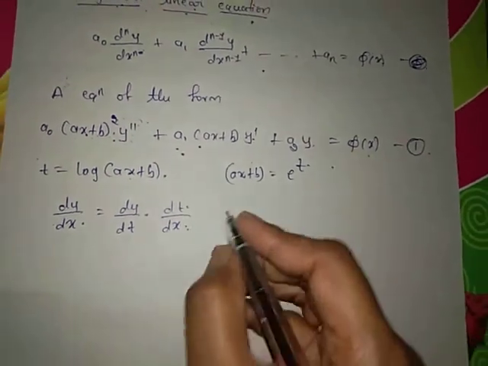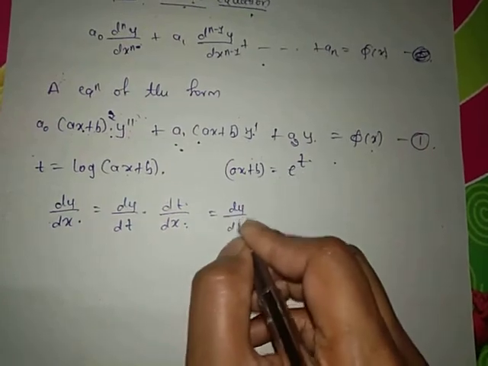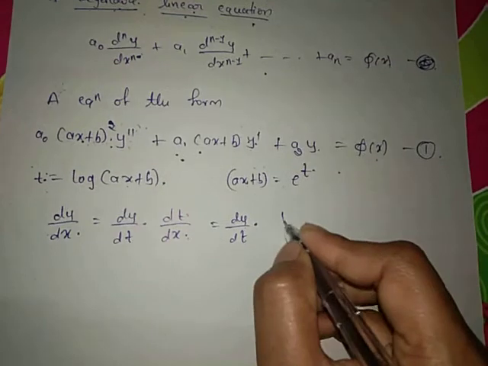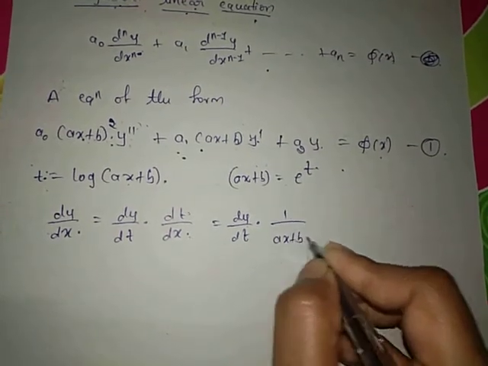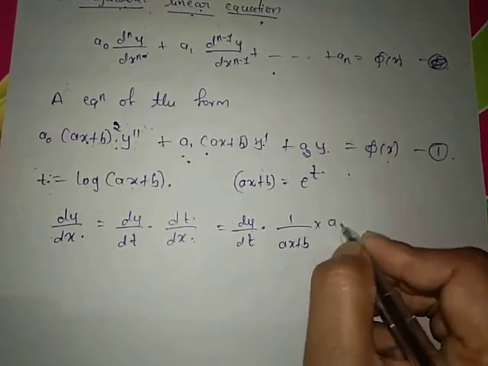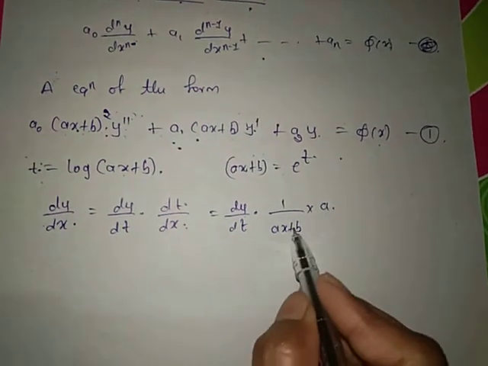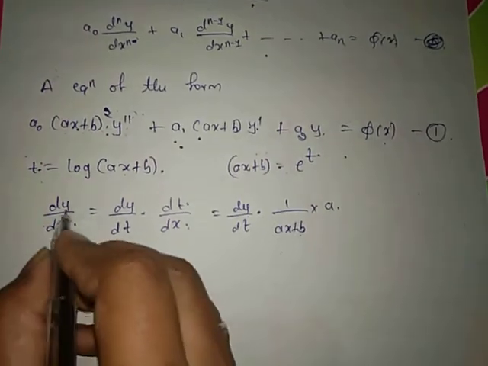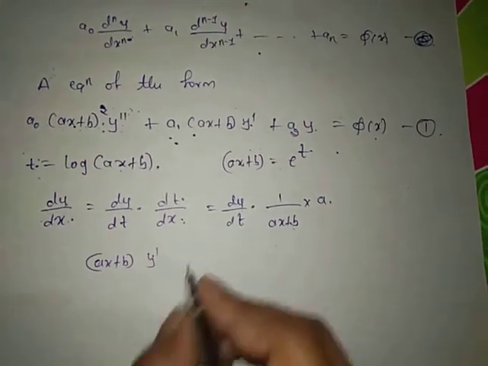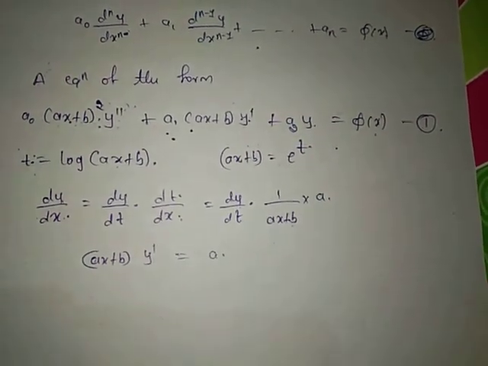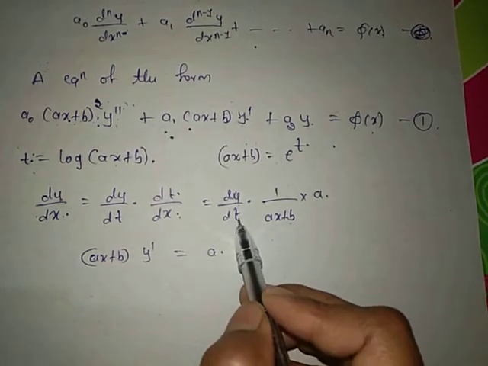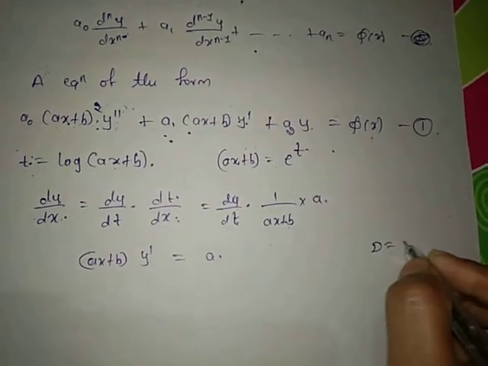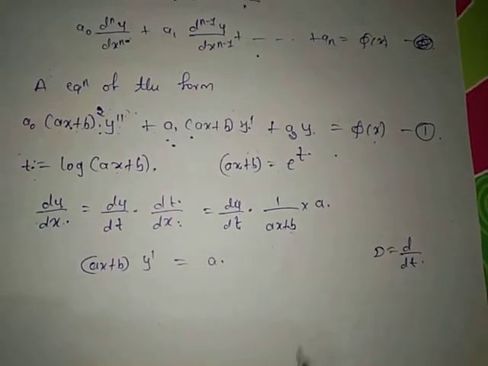Now dt by dx equals 1 by (ax plus b) into the derivative of ax plus b, which is a. Take this ax plus b to the LHS: (ax plus b) into dy by dx equals y dash into a. Now I am taking the substitution for dy by dt, our standard notation: capital D equals d by dt.